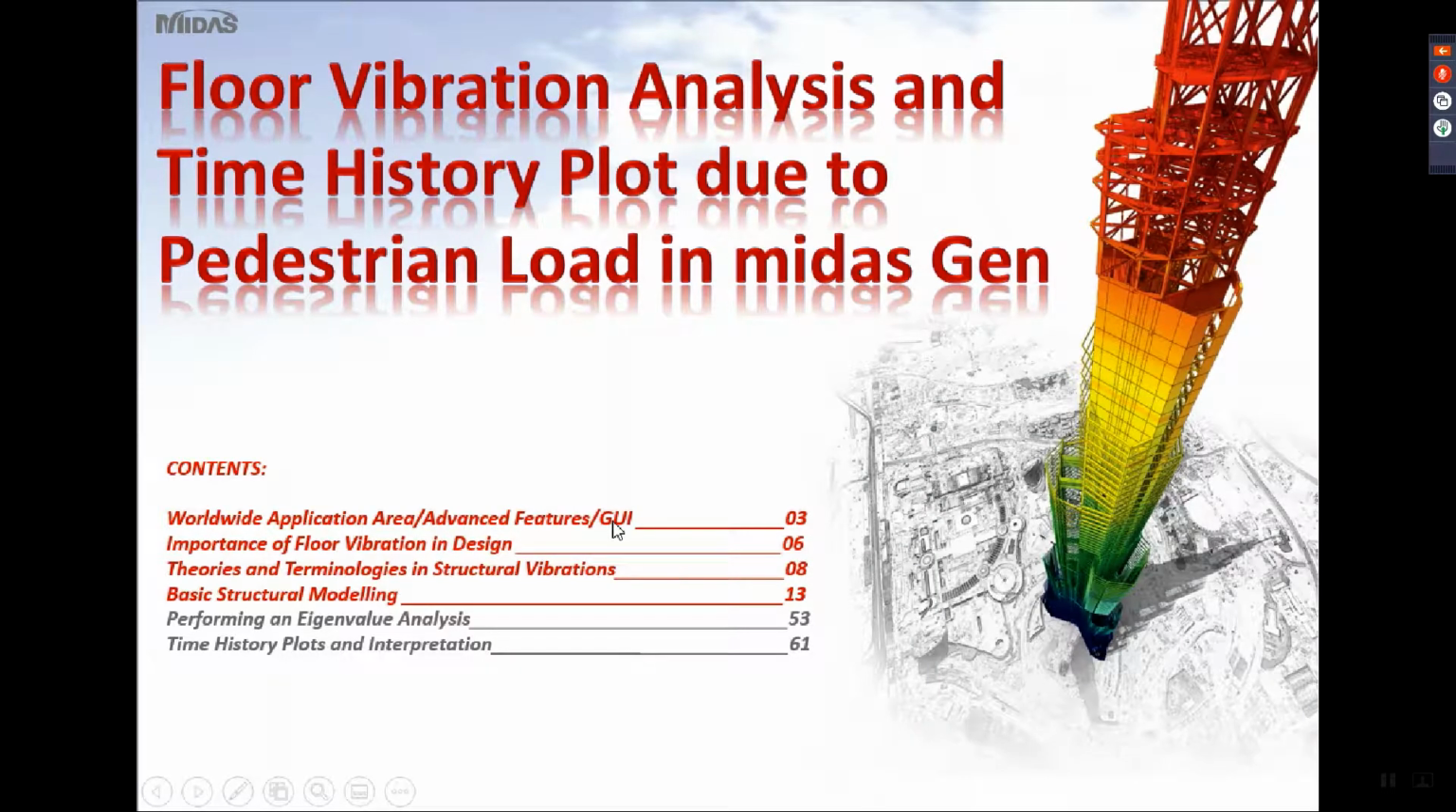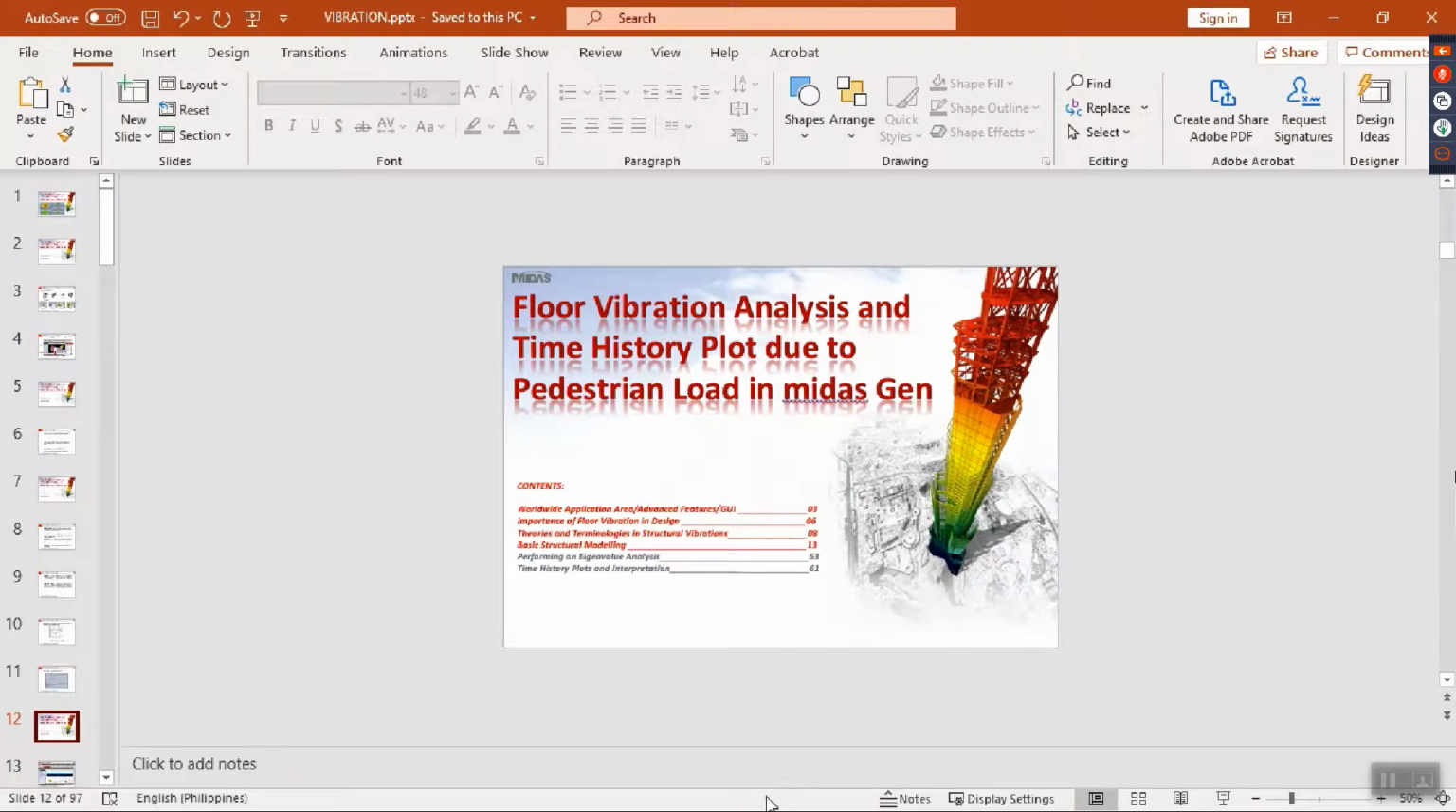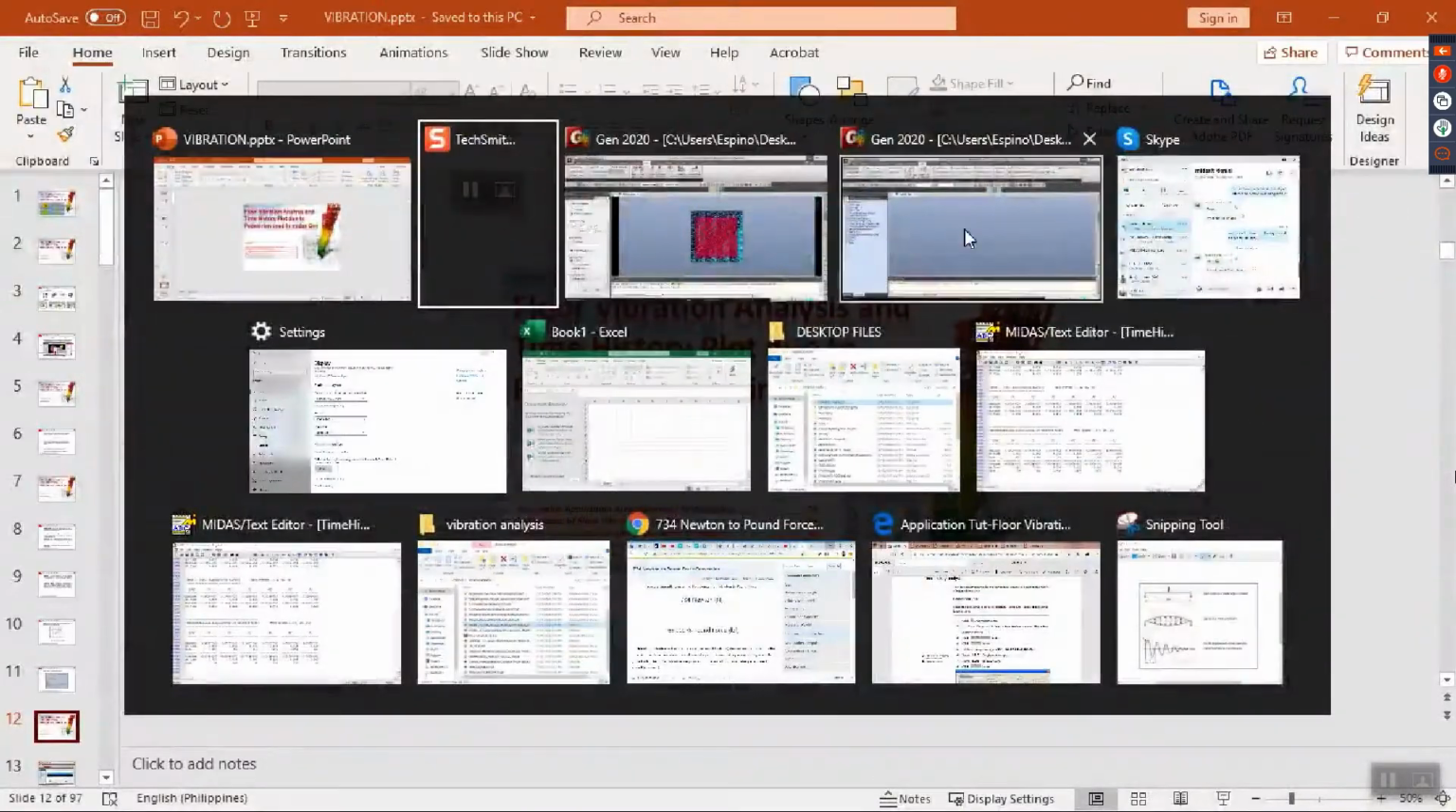So to start the floor vibration analysis and time history plot due to pedestrian load in MIDAS Gen, we will start with the basic structural modeling. Here in our structural modeling, we can assume that our structure is an 8 by 8 frame, with 3 meter columns, a steel structure, and a concrete slab. So let us start with the modeling.